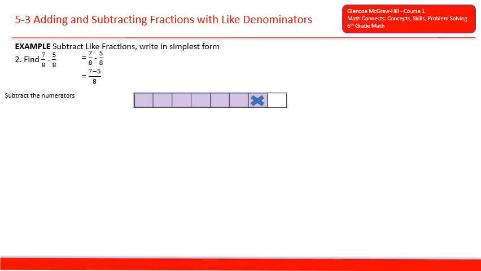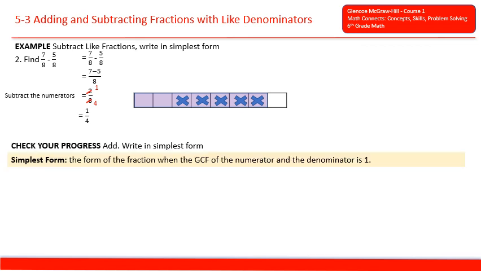using a model, we have 7/8 minus 5/8. And notice that leaves 2. So we get 2/8. And 2 and 8 have a common factor of 2. So if we divide 2 by 2, we get 1. 8 by 2, we get 4. And the simplified answer is 1/4.